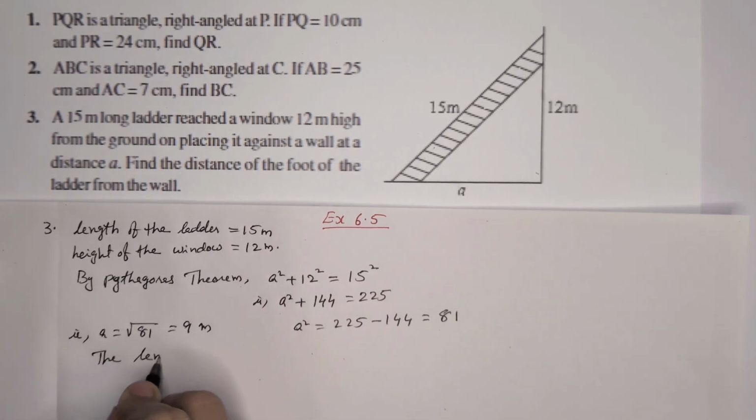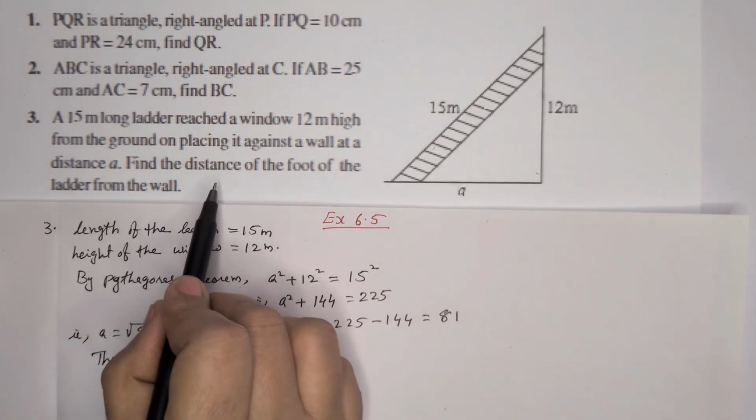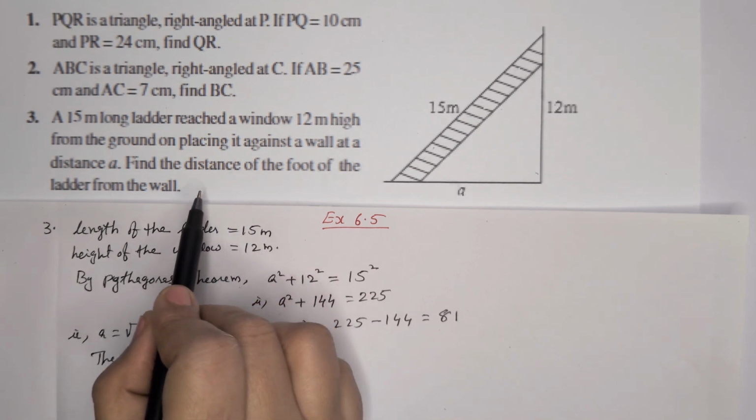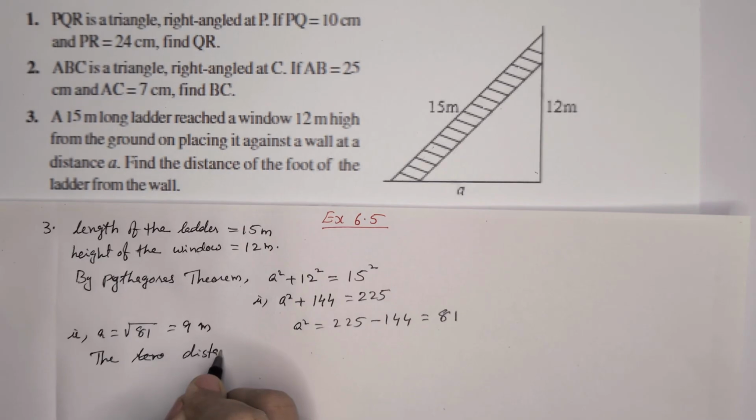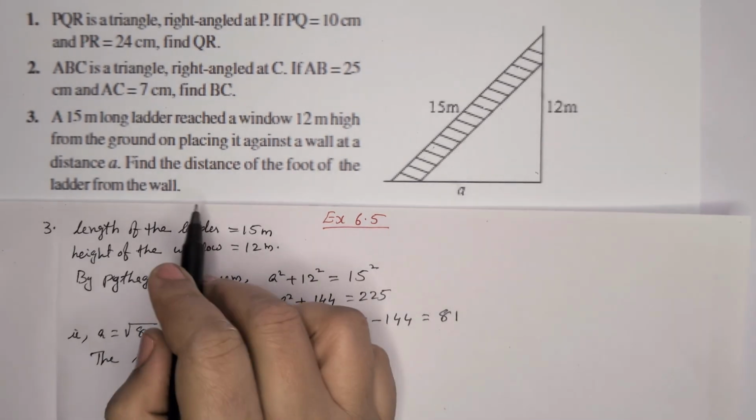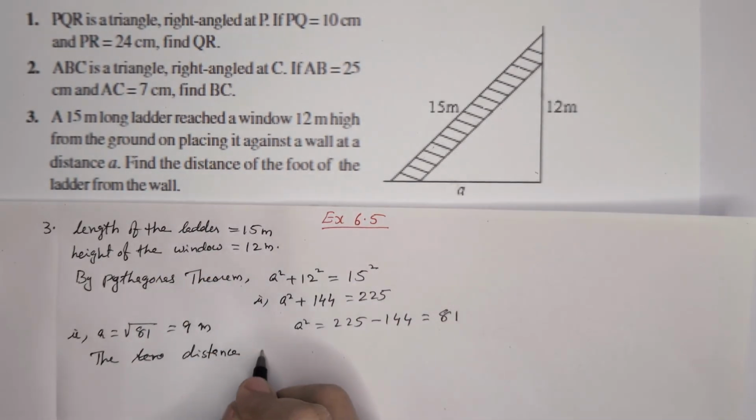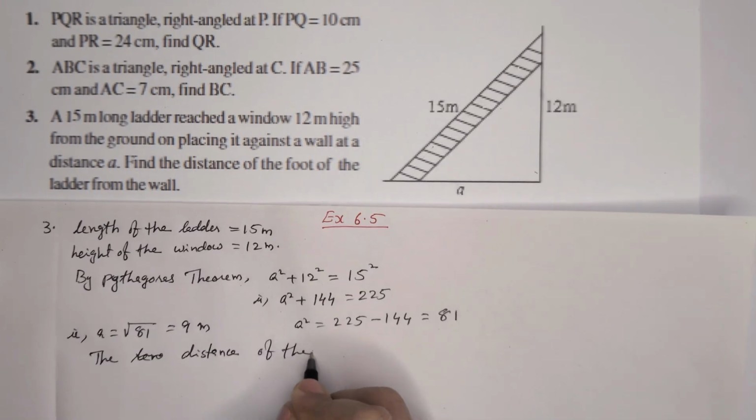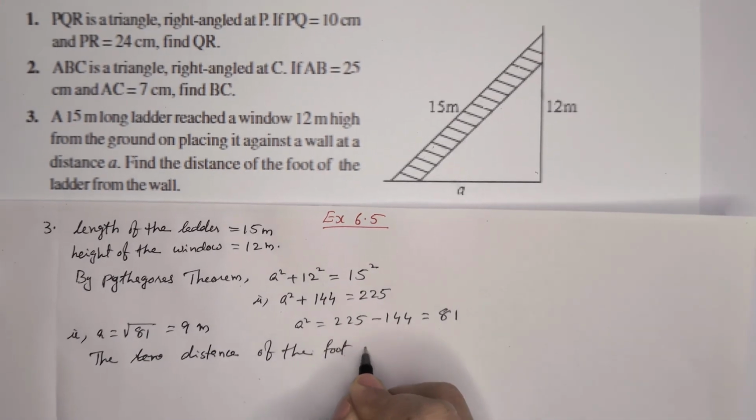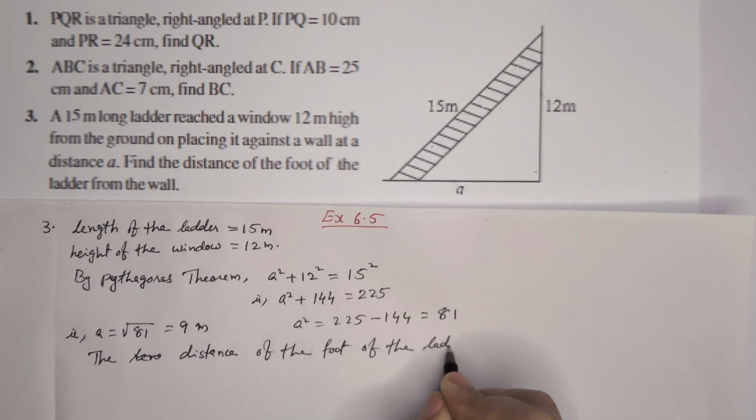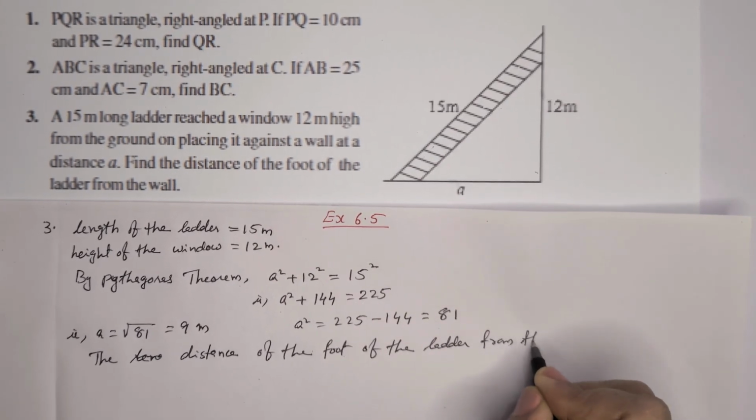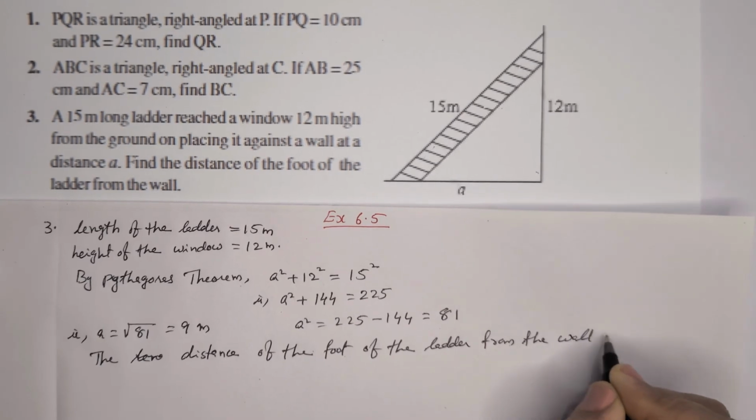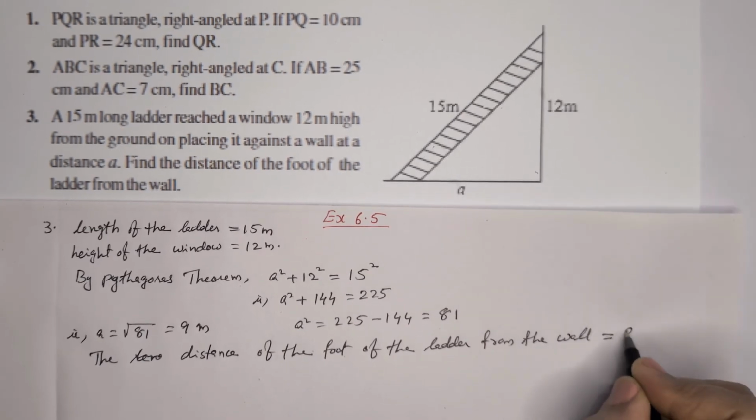So we can write the length of A, the distance of the foot of the ladder from the wall. According to the question, we can write the sentence: the distance of the foot of the ladder from the wall is equal to 9 meter.